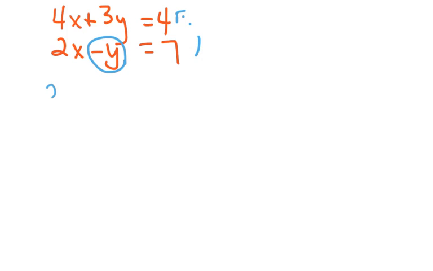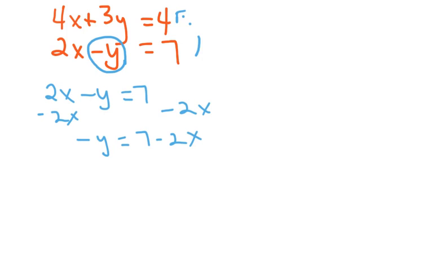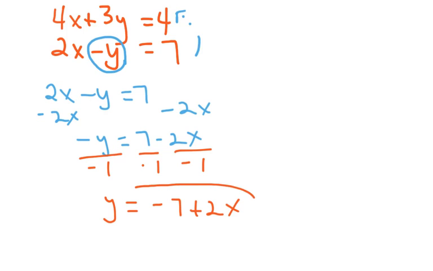So let's solve for this and then plug in what we find into this equation. Alright, so I have 2x minus y equals 7. Again, my goal is to solve for y, so get everything else on the other side. So I'm going to subtract 2x from both sides. Negative y equals 7 minus 2x. And again, I have to get rid of this negative, so I am going to divide all terms by -1. And I'm going to get y is equal to -7 plus 2x. Okay? So now that I know what y is, I can plug that back into my first equation, the equation that we haven't worked with yet.